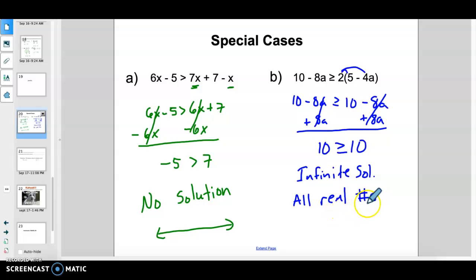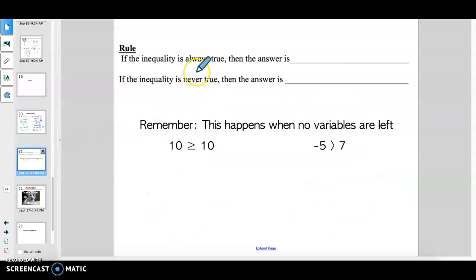Another way you may have seen to say all real numbers is that fancy R that has like the two bars right there. So whenever you've got a true statement and all the variables are gone, we've got all real numbers or infinite solutions. So what that would look like on a number line is, if I've got some numbers on it, I would be shading the entire number line. So every single number that you plug into this inequality will make it true. So to summarize that, if the inequality is always true, then the answer is all real numbers or infinite solutions.